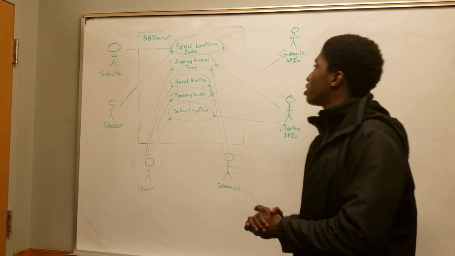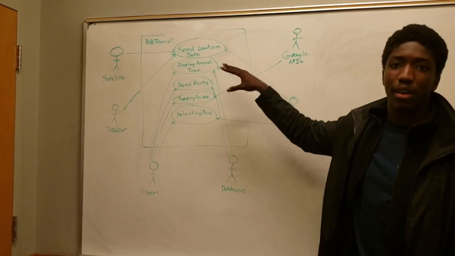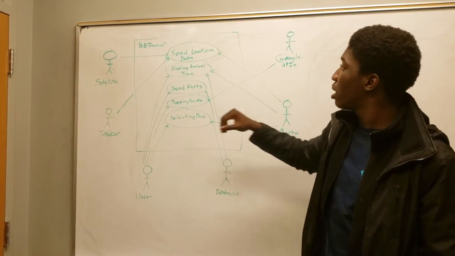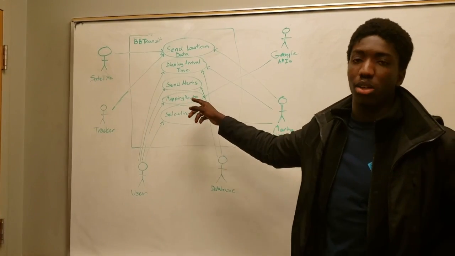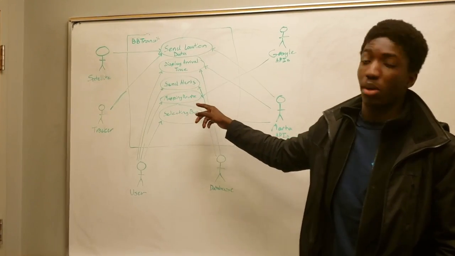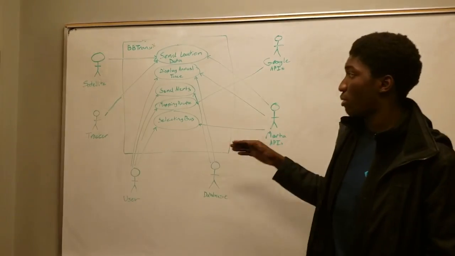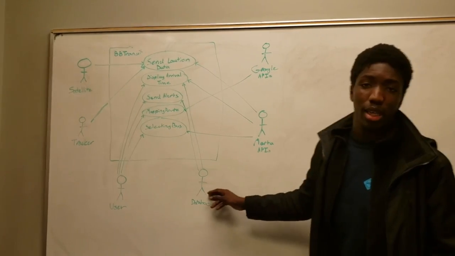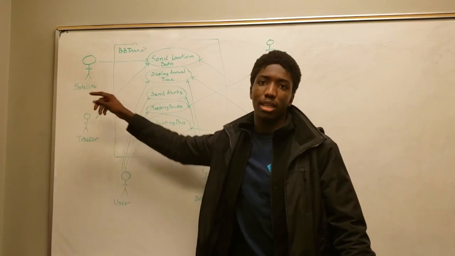Okay, so I'm gonna introduce our app called BV Transit. BV Transit has 5 main functionalities. The first one is send location data. The second one is display arrival time. The third one is send alerts. The fourth one is mapping route. And the fifth one is selecting bus. It also involves 6 different actors: Google API, MARTA API, database, user, tracker, and a satellite.